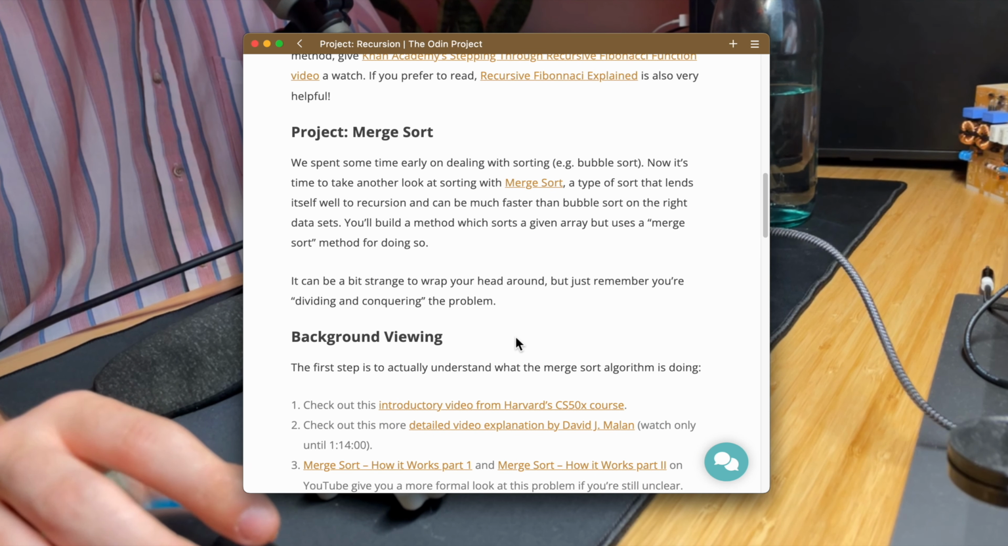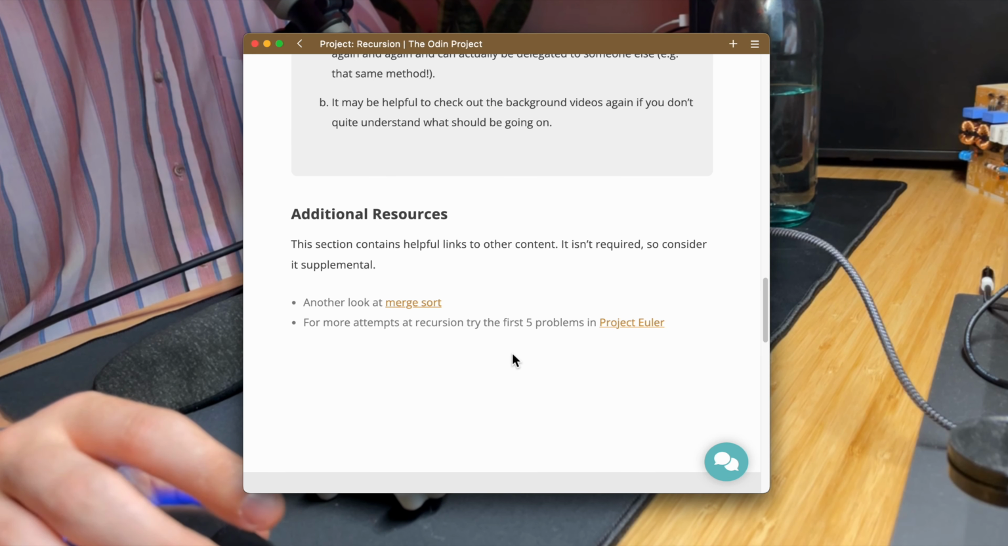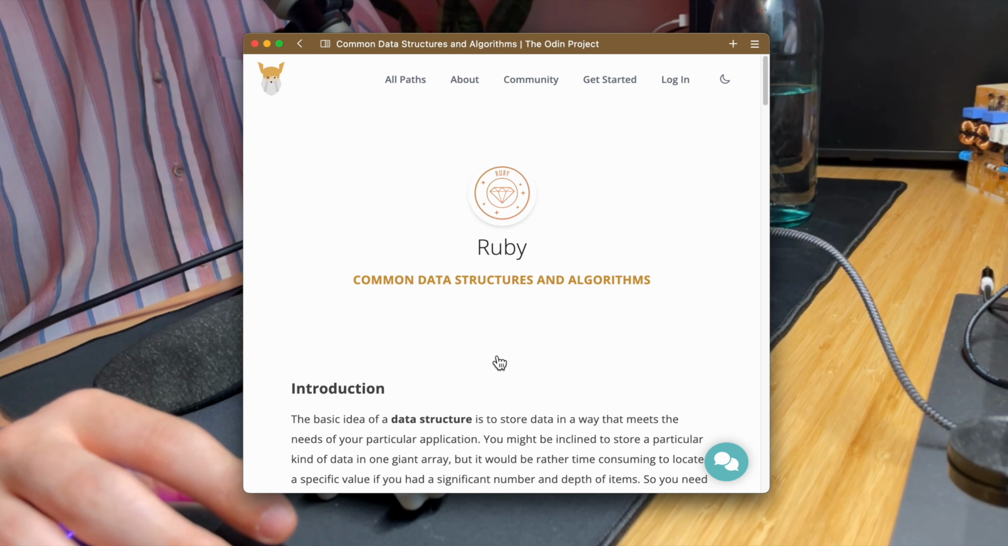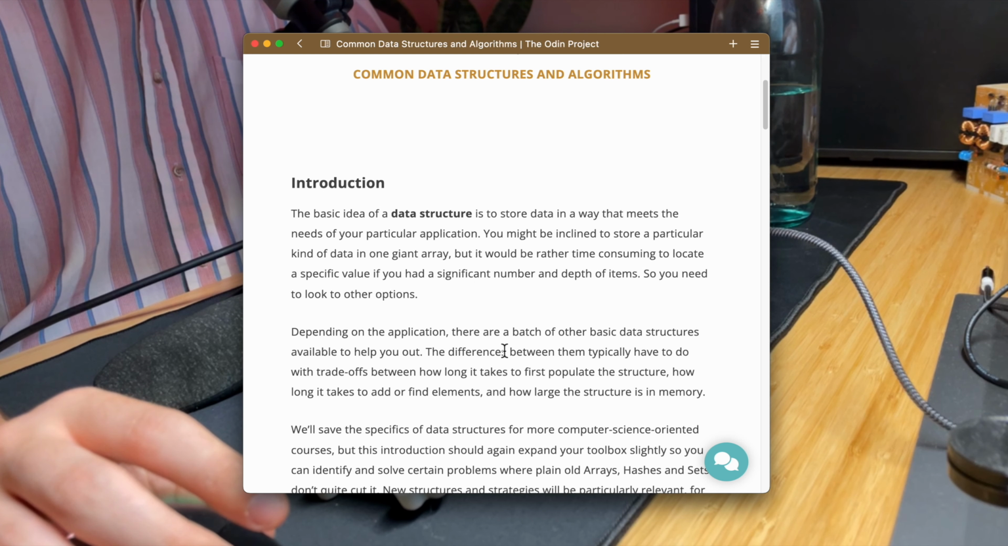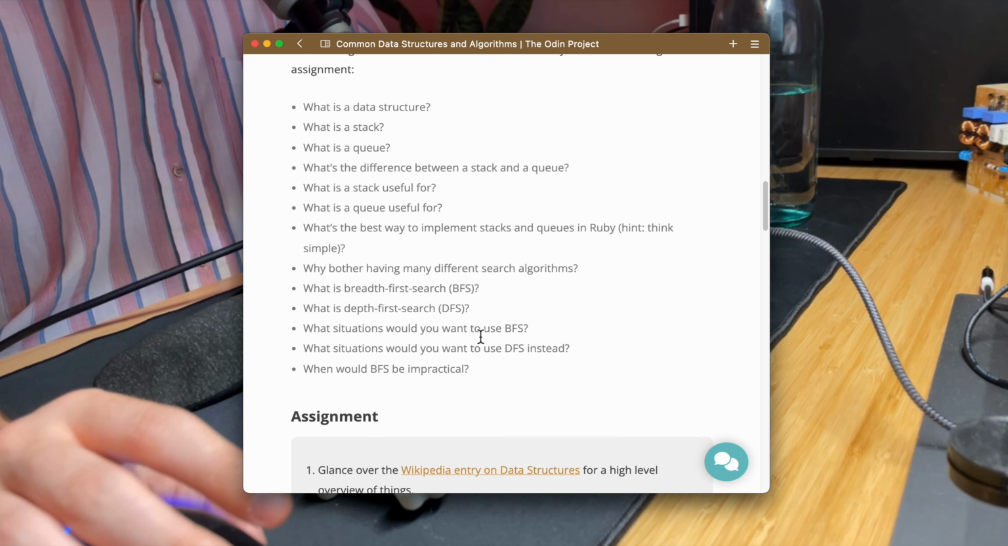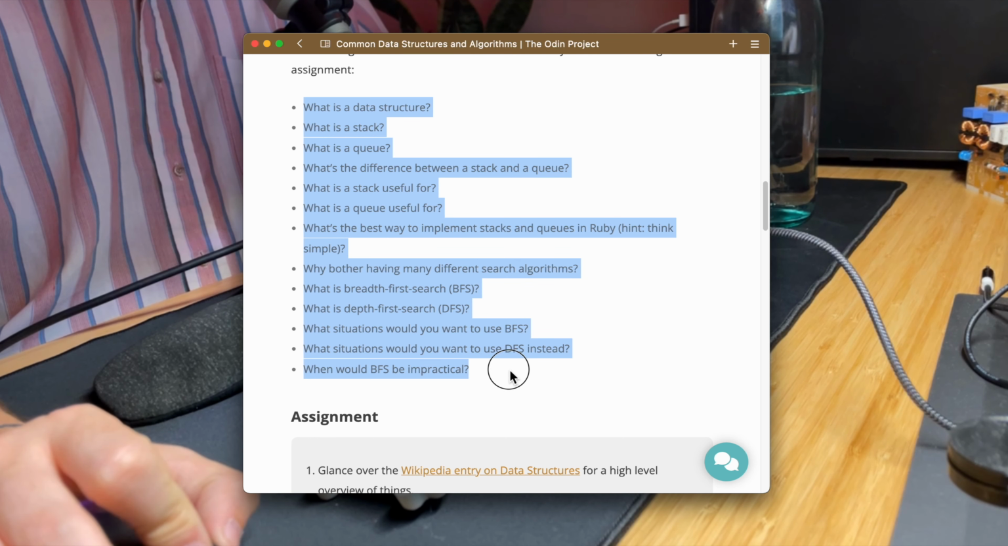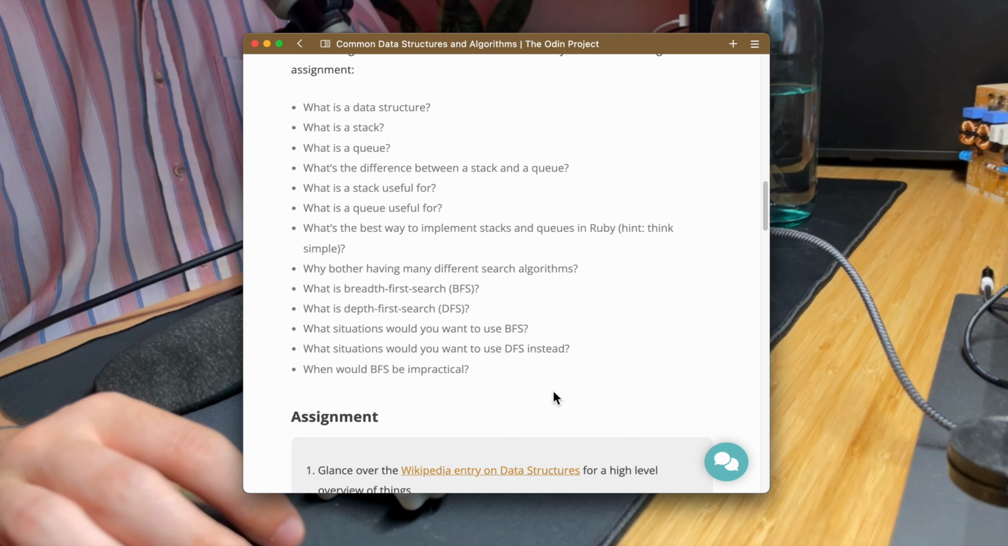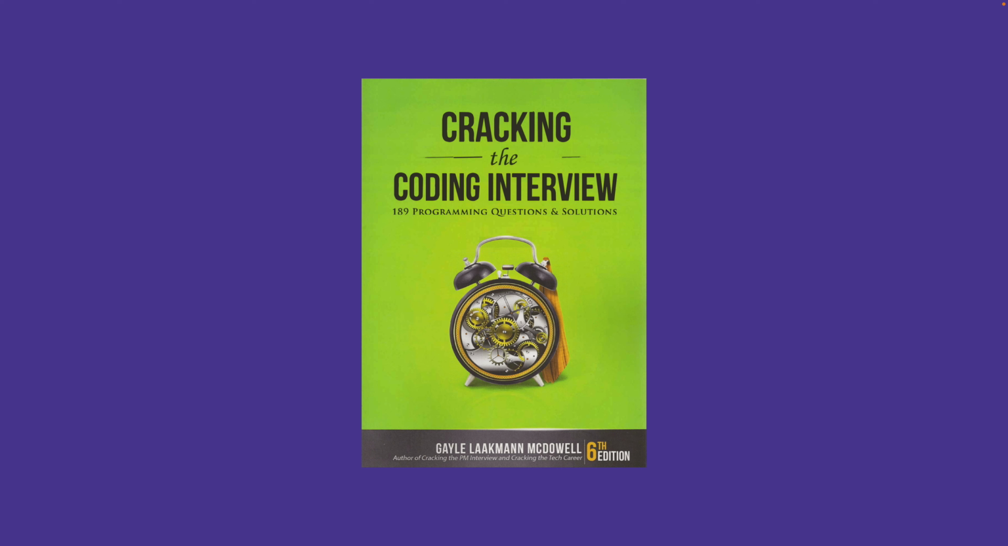DSA is a very useful skill to learn both in terms of practical day-to-day programming, but also in terms of employment. Lots of job interviews will quiz you on this stuff, and knowledge of it will help you get past those technical interviews. If you're looking for a resource on DSA, I recommend a book called Cracking the Coding Interview.